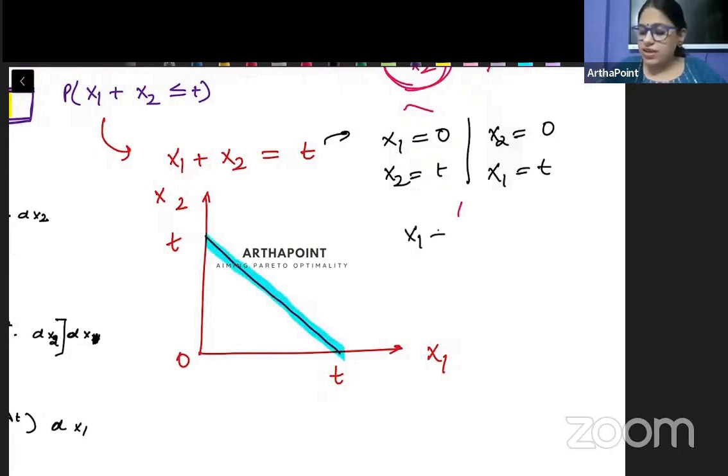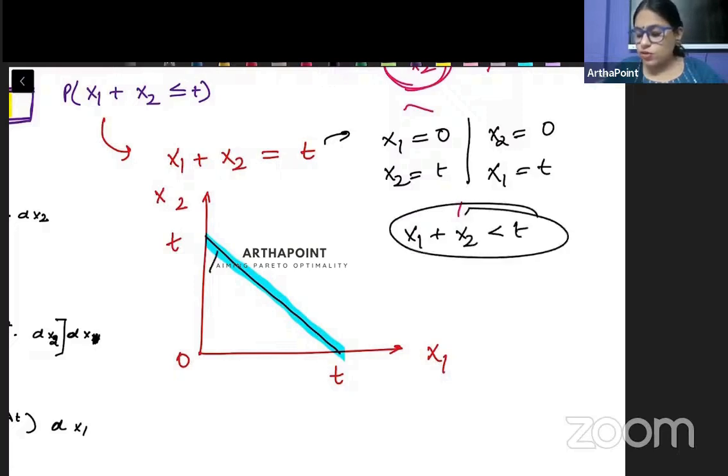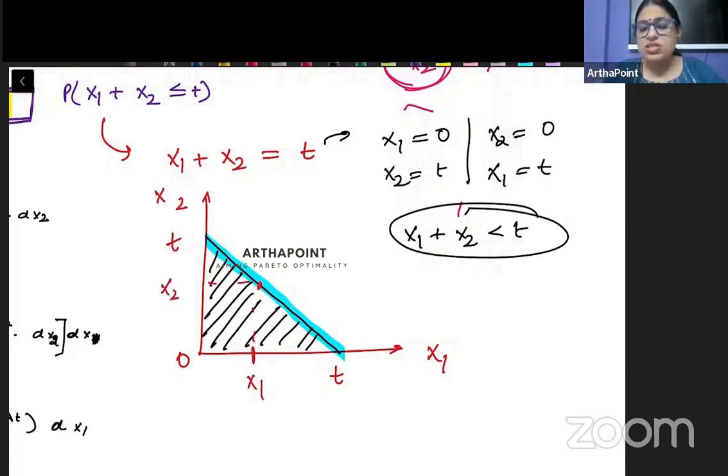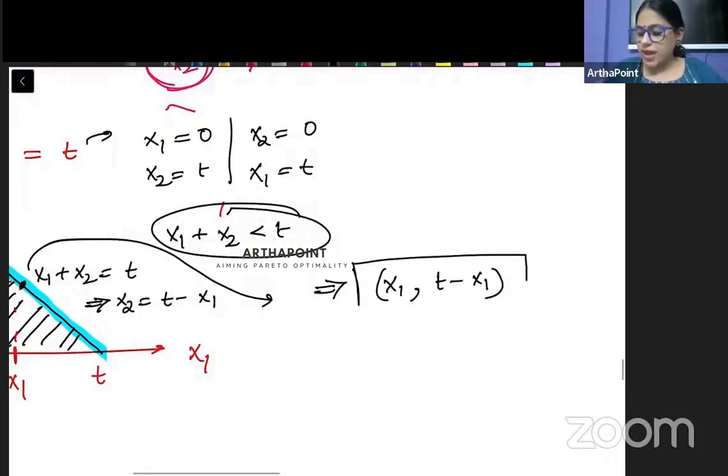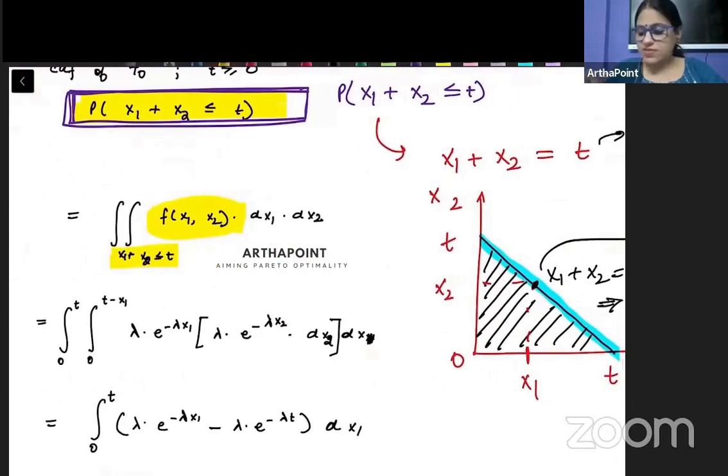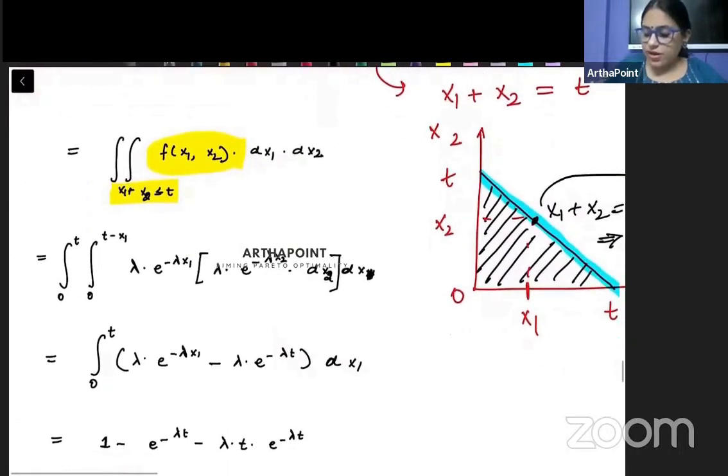Now when I tell you that x1 plus x2 is less than t, you will shade inside, right? Now if I take any point on the line, suppose I say here this is x1, then this point will be x2. Because this is on the line, we know that x1 plus x2 should be equal to t. So from here, can't I say that x2 will be t minus x1? So the coordinates of any point here can be rewritten as x1 comma t minus x1. This is what I have written here.